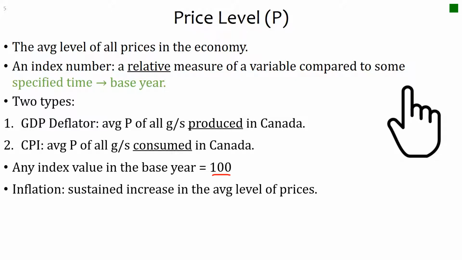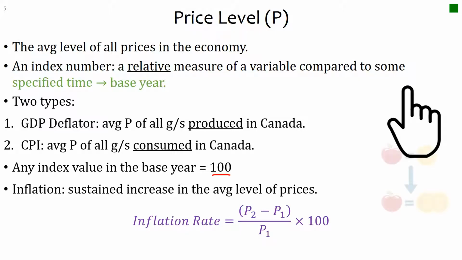Inflation, it's a sustained increase in the average level of prices. So when pretty much all prices go up. And the formula for that is P2 minus P1 over P1 times 100. So 2 and 1, you could think of it as second year and first year. So the price today minus price last year over the price last year times 100. All right, so that's when the cost of living goes up.